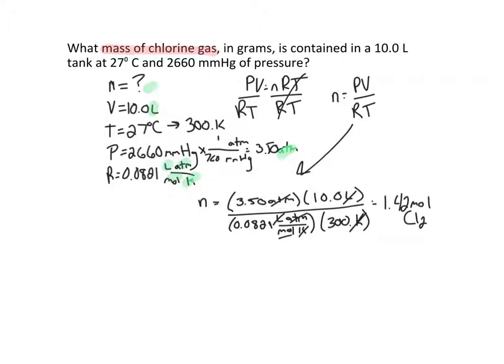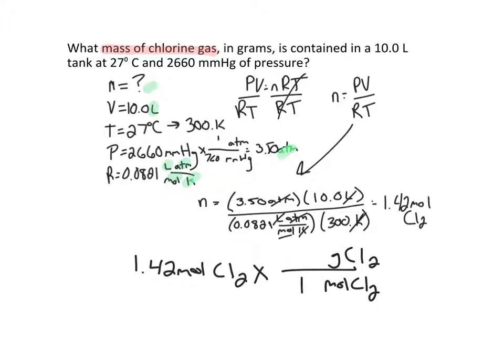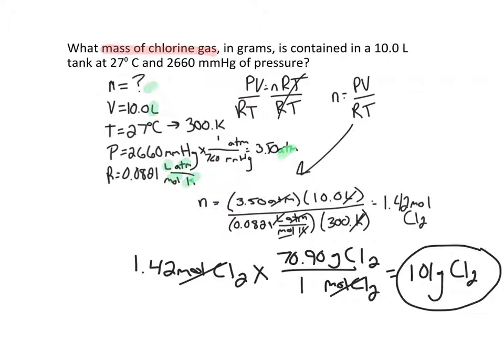So I need to take that 1.42 moles of chlorine and I have to convert it. So I have to drop moles of chlorine and go to grams of chlorine. That's a 1 and 70.90 from my periodic table. Moles of chlorine cancel, and I get 101 grams of chlorine gas. And I rounded to 3 sig figs because that's all I was given from the beginning of the problem.